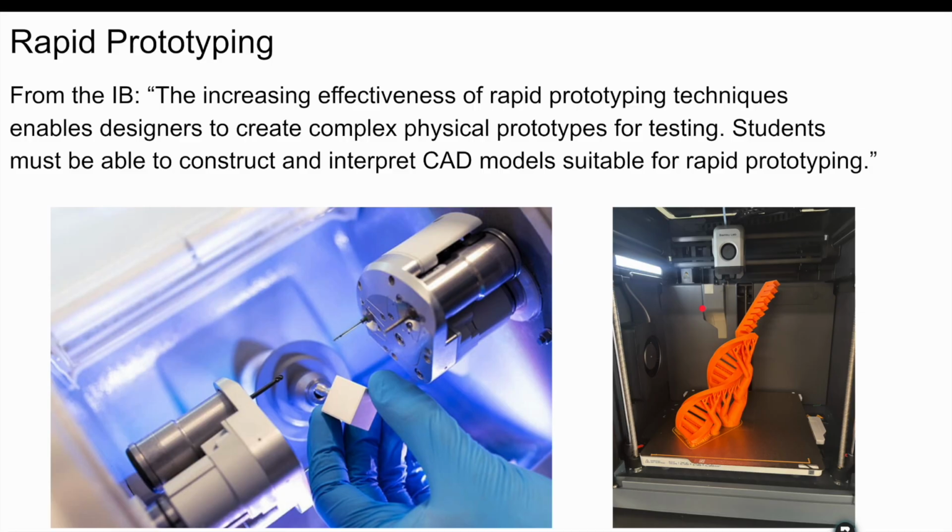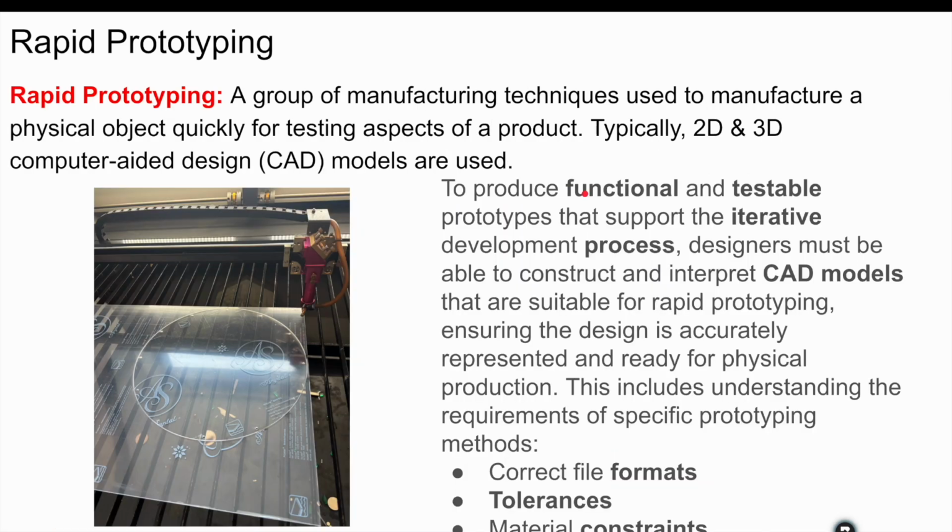This is an additive manufacturing method, and it's 3D printing, of course. And you can see that you can 3D print quite complex shapes. So rapid prototyping is defined as a group of manufacturing techniques used to manufacture a physical object quickly for testing aspects of a product. It's typically 2D or 3D computer-aided design CAD models that are used to produce functional and testable prototypes that support the iterative development process, designers must be able to construct and interpret CAD models that are suitable for rapid prototyping, ensuring the design is accurately represented and ready for physical production.